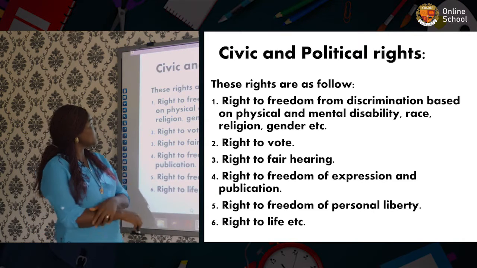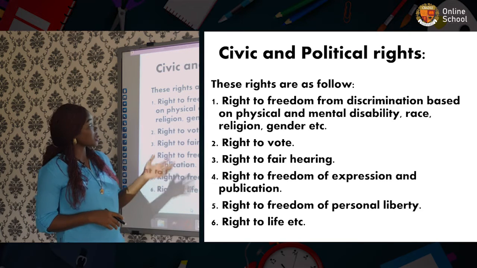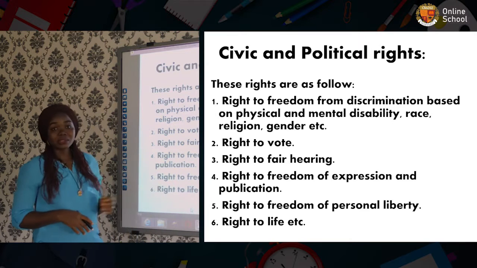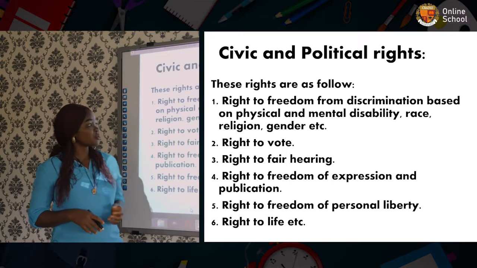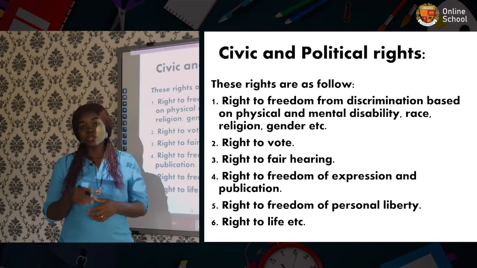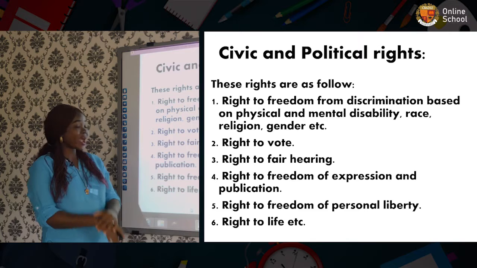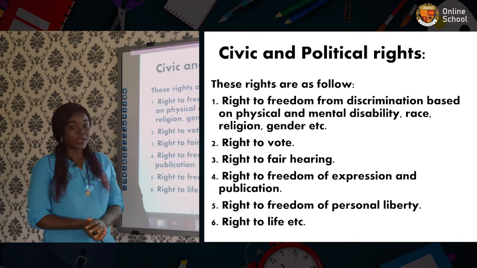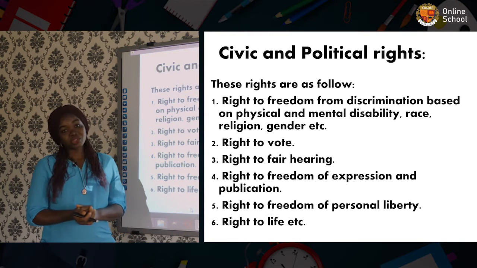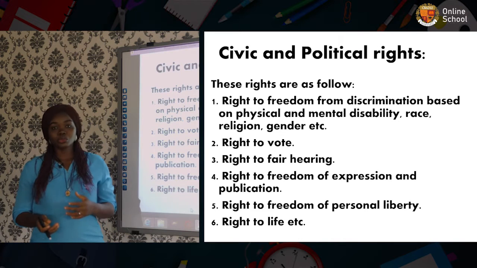Starting from the first one, which is civic and political rights, we're going to be looking at the rights under these civic and political rights. And these rights are as follows. Number one, right to freedom from discrimination based on physical and mental disability, race, religion, gender, etc. The second one is right to vote, right to fair hearing, right to freedom of expression and publication, right to freedom of personal liberty, right to life.